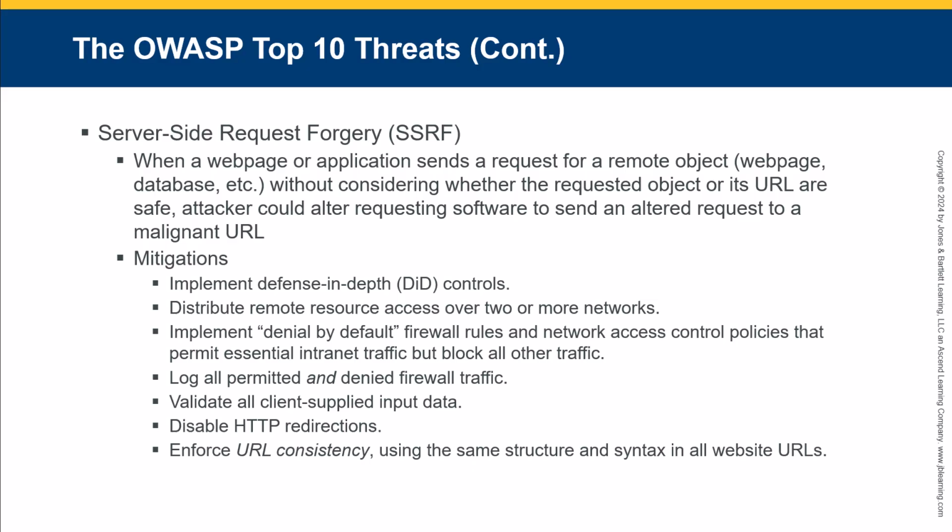Basically here, if the requests are not protected, you can actually have malicious content returned, or you can have things modified in transit. Again, the best way to mitigate this is defense in depth controls, not one layer, multiple layers. Distribute remote resource access over multiple networks. Implement a denial by default or zero trust. Rules and network access policies. Log all permitted and denied firewall traffic.